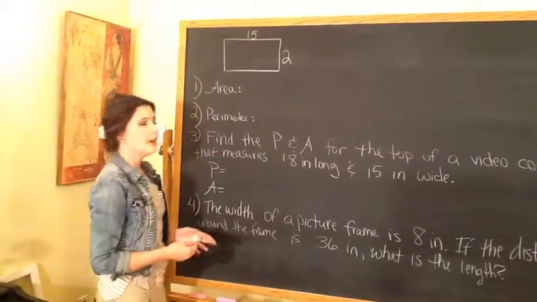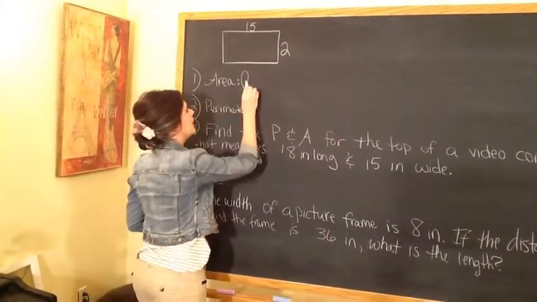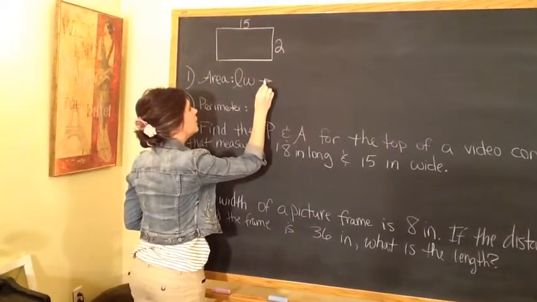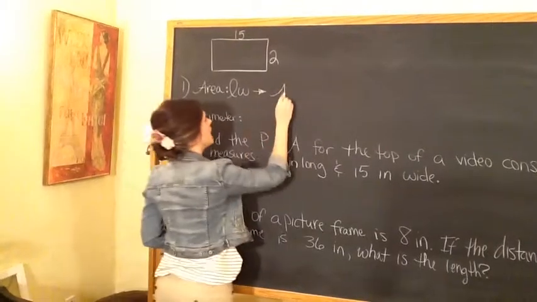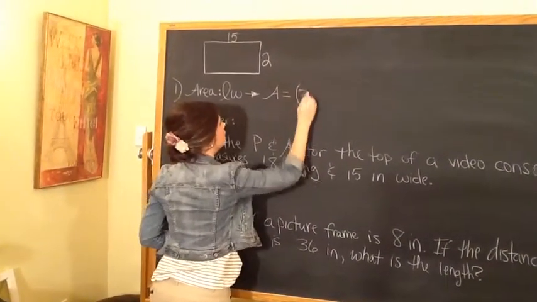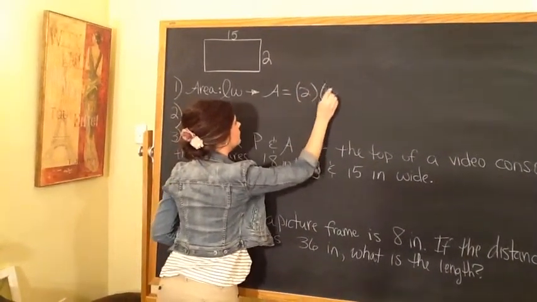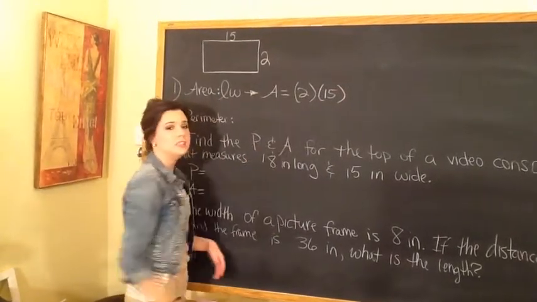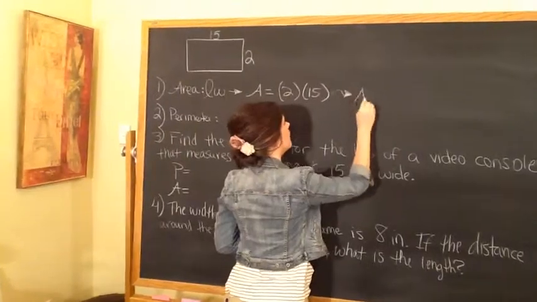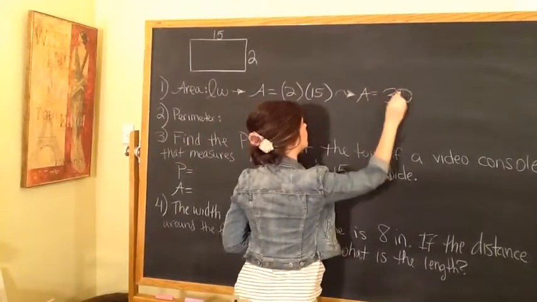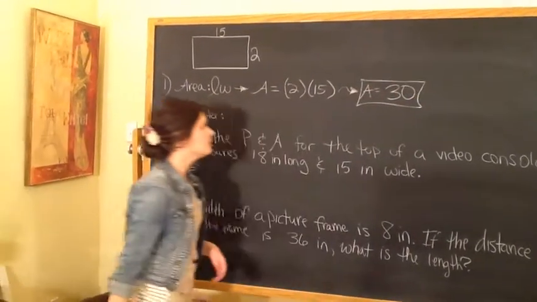Okay, so in order to find the area, we have to remember that area is length times width. So we're going to go ahead and plug in the numbers for length and width. So area is going to be equal to 2 times 15, and 2 times 15 is going to give us 30. So our area is going to be 30, and that's our final answer.